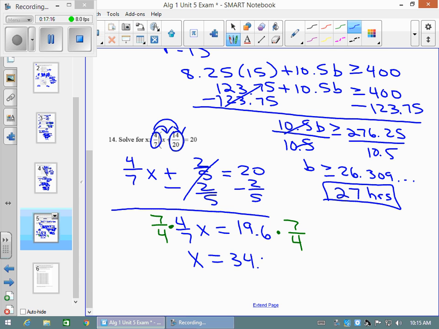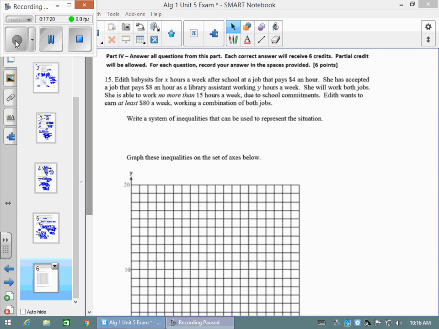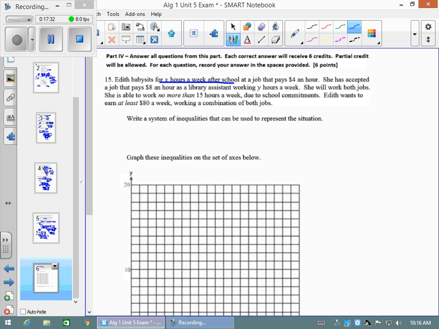Okay, so for question 15, the last question, we're being asked to write a system of inequalities and then graph them. So we're being told Edith babysits for X hours a week after school at a job that pays $4 an hour. And then she also accepted a job that pays $8 an hour as a library assistant, working Y hours a week. So the first thing I might want to do is take a look at my graph. Notice how we have our X and Y axes. I already know what X and Y are, so I'm going to start labeling.